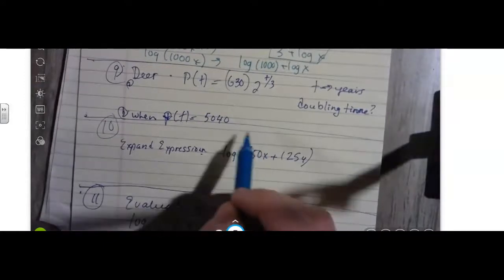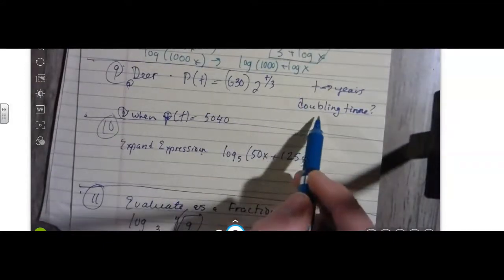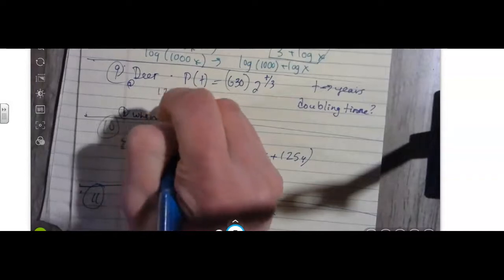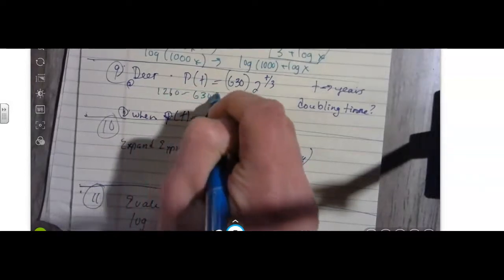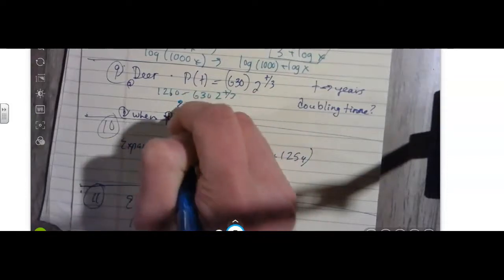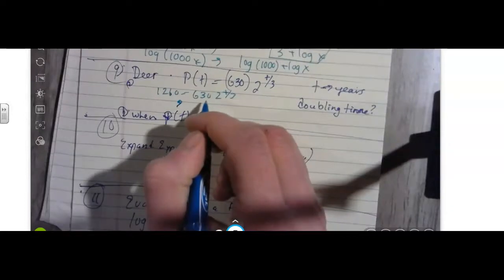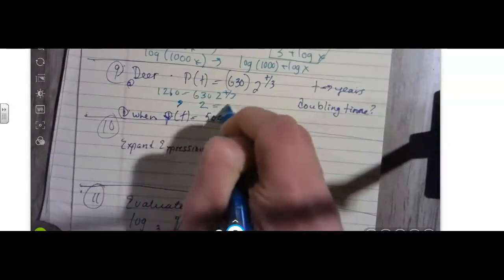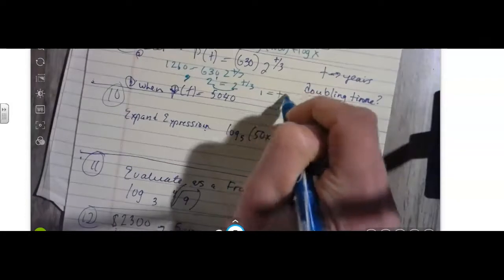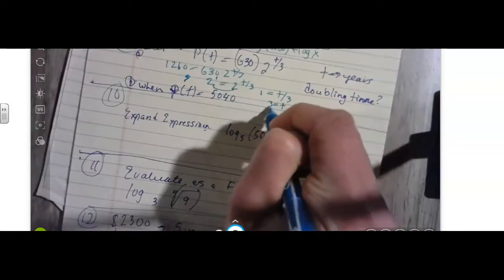Now this one, number 9, deals with the deer population, and it's given by this formula, and we want to know the doubling time, so how long is it going to take to double? Well, to double, you'd say it's equal to 1260, so 1260 is equal to 630 times 2 to the t over 3. If you divide this out, you're going to get 2 is equal to 2 to the t over 3. Since 2 is just 2 to the first power, since the bases are the same, 1 is equal to t over 3, so therefore t has got to equal 3.